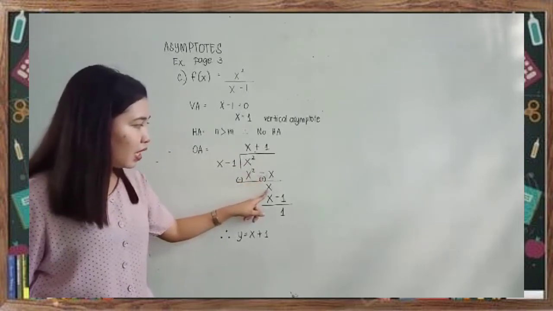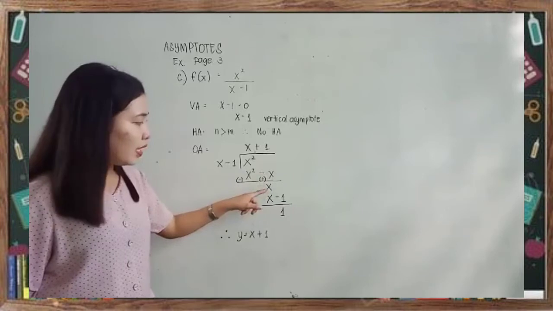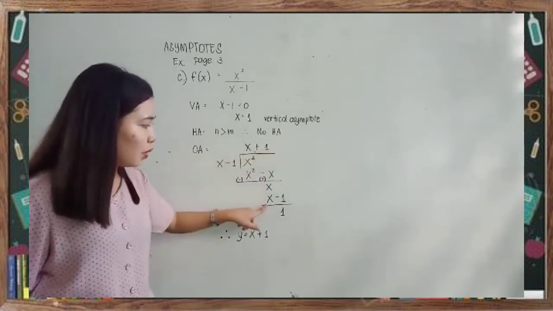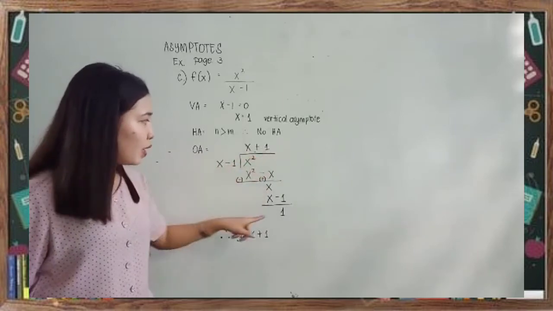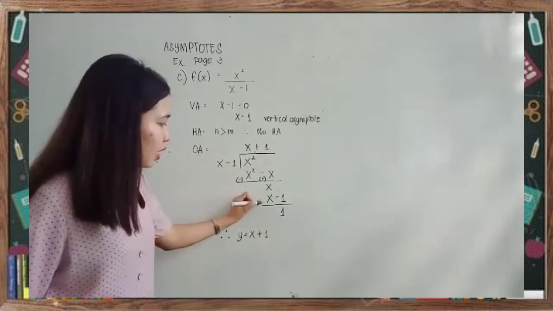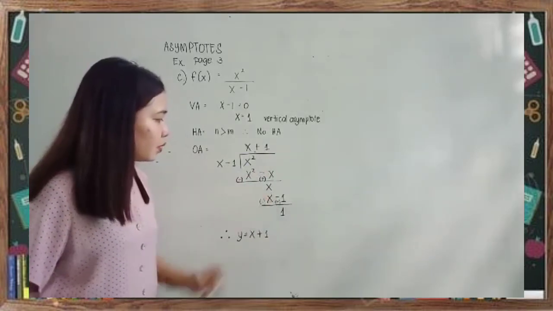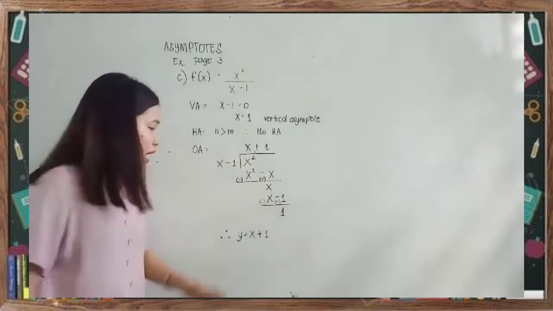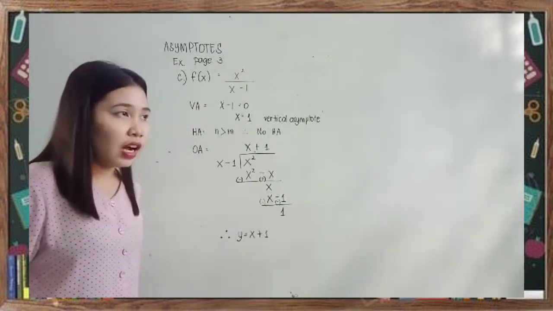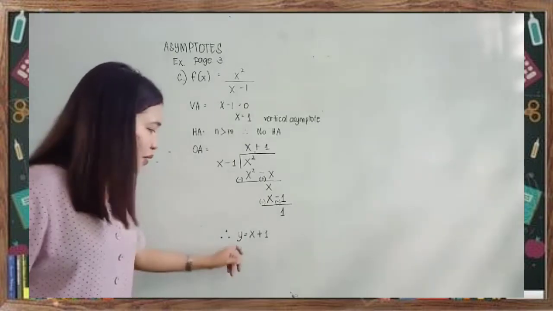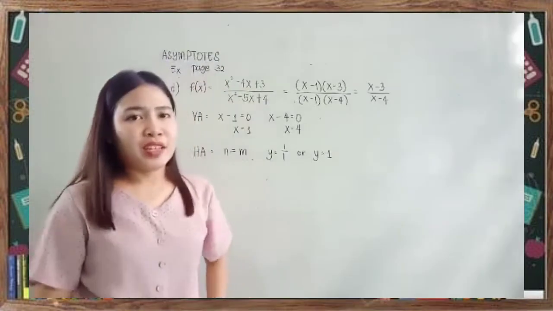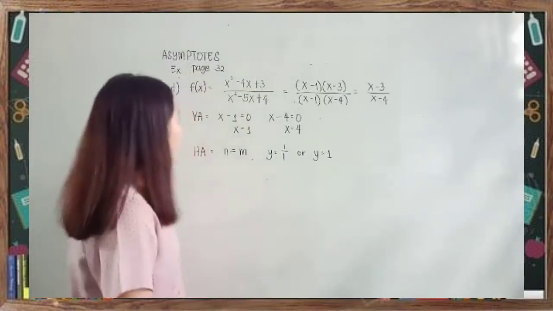Then, bring down x. Then, x divided by x is equals to 1. 1 times x is equals to x. 1 times negative 1 ay equals to negative 1. Okay, so then subtract. Then ang ating remainder ay 1. Okay, therefore ang ating oblique asymptote ay y is equals to x plus 1. Okay? So, example letter D naman tayo, no?